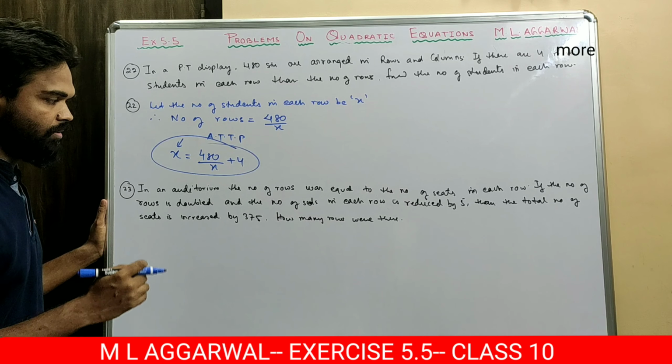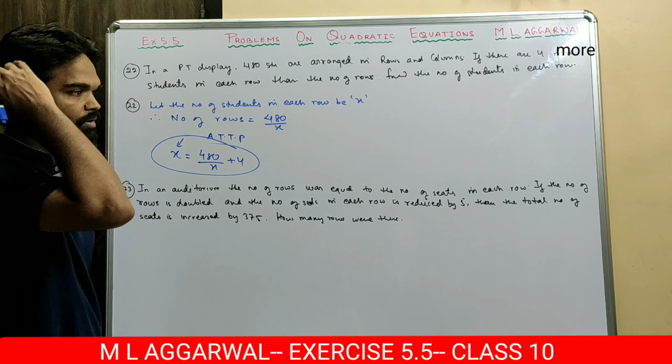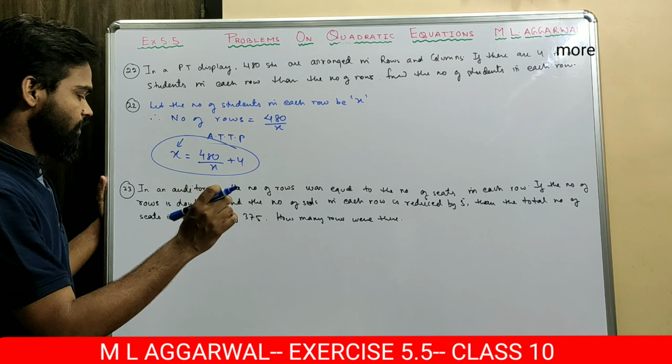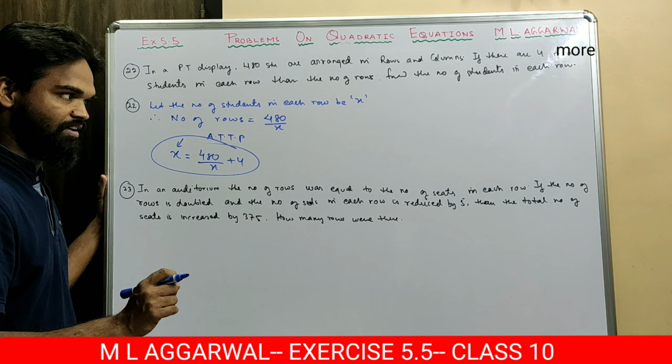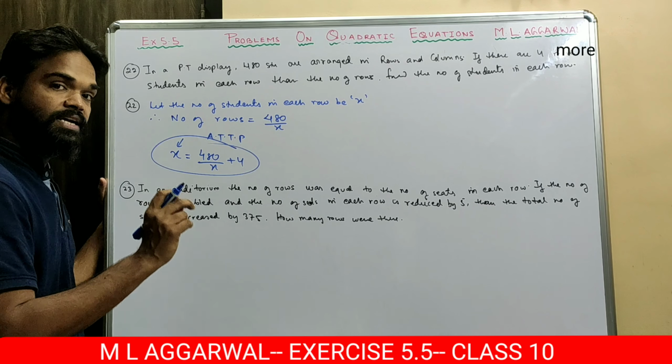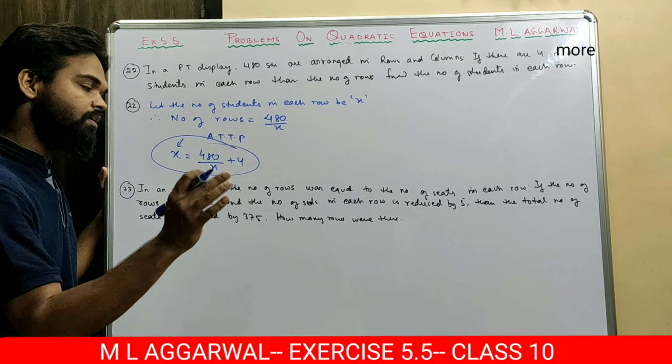In an auditorium, the number of rows was equal to the number of seats in each row. If the number of rows is doubled and the number of seats in each row is reduced by 5, then the total number of seats is increased by 375. There are two cases.